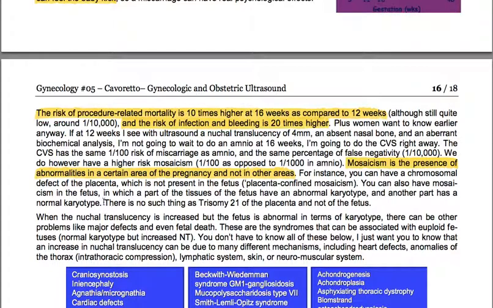When the nuchal translucency is increased and the fetus is abnormal in terms of the karyotype, there can be other problems like major defects and even fetal death. These are the syndromes that can be associated with haploid fetuses. Normal karyotype but increased nuchal translucency. You don't have to know all of this below, I just want you to know that an increase in nuchal translucency can be due to many different mechanisms, including heart defects, anomalies of the thorax, lymphatic system, skin, or neuromuscular system.